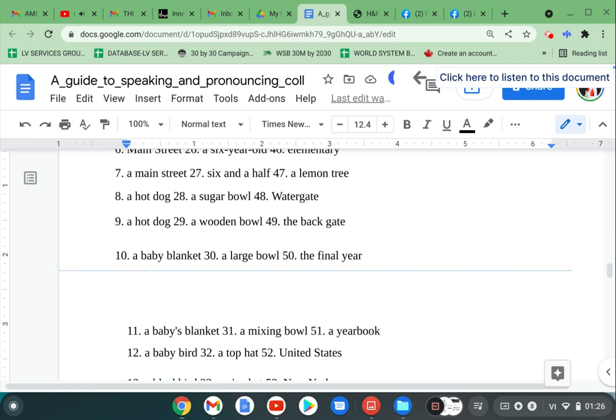52. United States. 53. New York. 54. Long Beach. 55. Central Park. 56. A raw deal. 57. A deal breaker. 58. The bottom line. 59. A bottom feeder. 60. A new low.